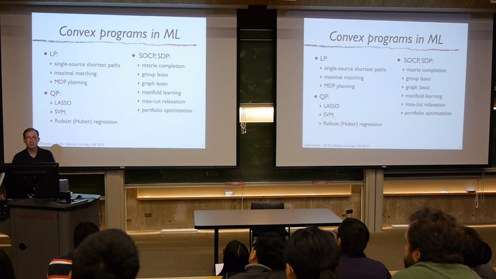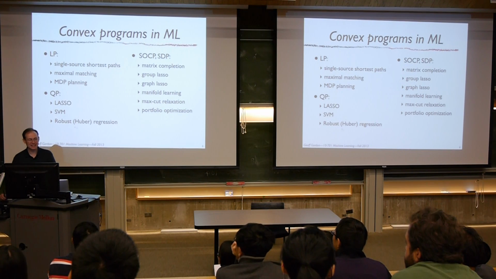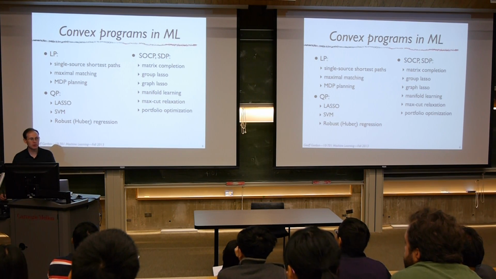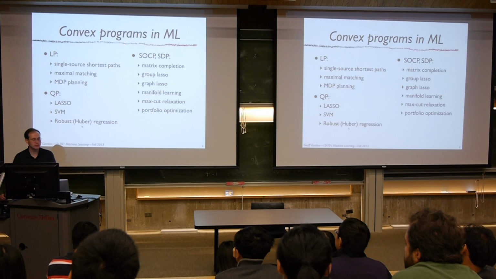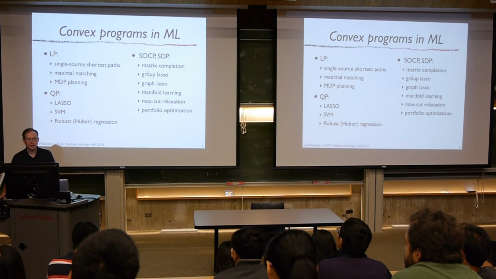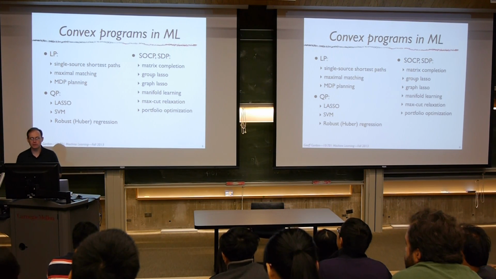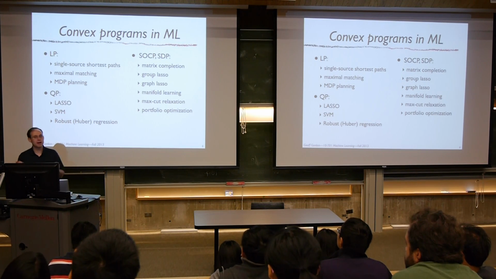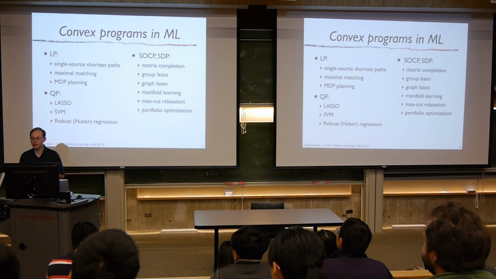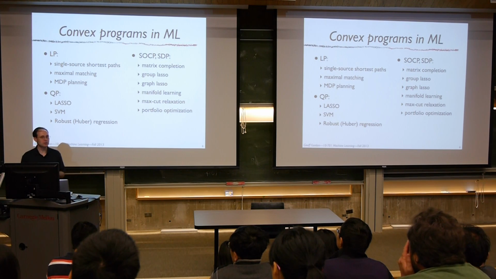Support vector machines, we're going to become a lot more familiar with them in about 10 minutes. There's robust regression, or Huber regression. So this is to deal with outliers in a regression. There's a convex problem that you can solve to do that. Group lasso, graph lasso, manifold learning, getting rich by optimizing your investment portfolios. A guy named Markowitz won the Nobel Prize for that. They're all over the place.